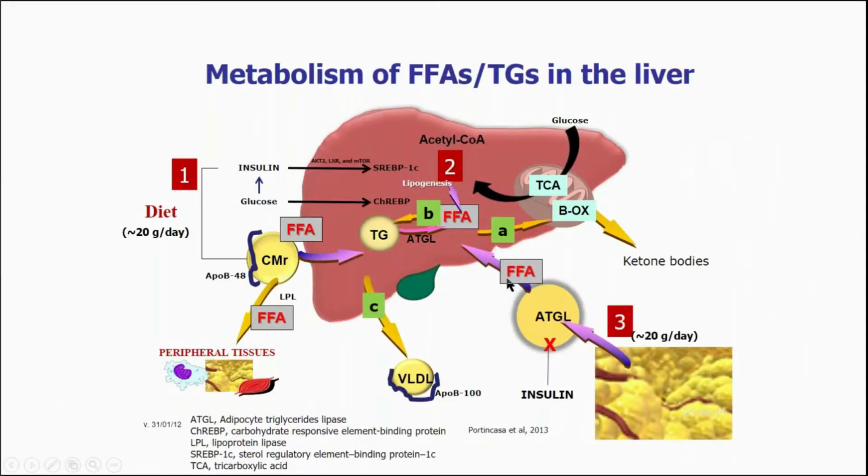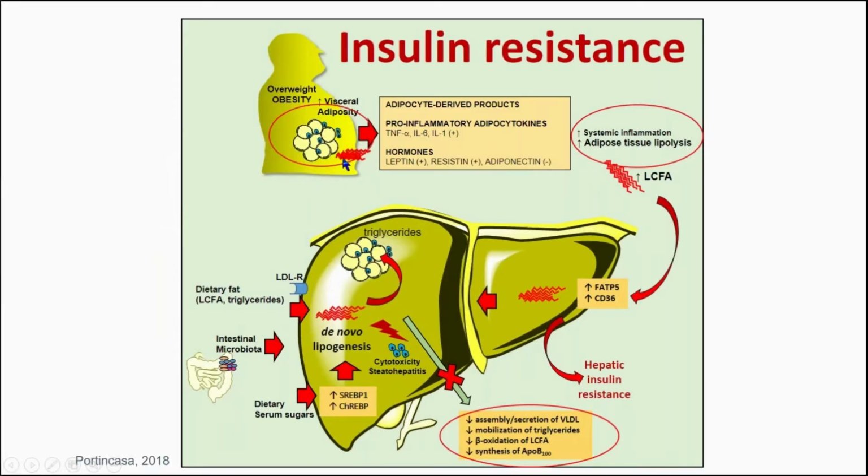If we go back to the influx of fatty acids through diet or from adipose tissue, or beta oxidation or export, we should look at what happens in a condition of insulin resistance. For example, in a metabolic syndrome, these adipocyte-derived products, pro-inflammatory adipocytokines and some hormones, will increase this flow of long-chain fatty acids towards the liver.